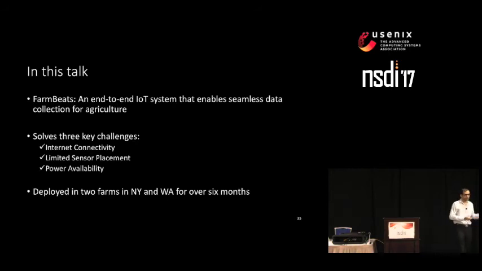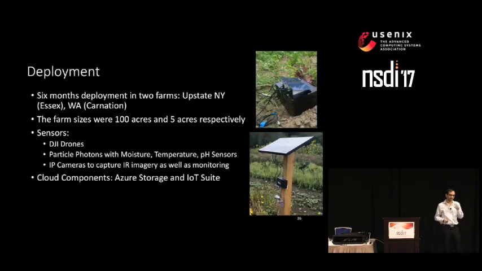I want to quickly talk about our deployment. We've deployed our system for 6 months in 2 different farms. One was in upstate New York, and the other one was in Carnation. The farm in New York was larger with 100 acres, and the farm in Washington State was smaller, like 5 acres. We deployed 3 kinds of sensor, pH, moisture, and temperature, and we used DJI drones. We also deployed a bunch of cameras for IR imagery on the farm, and also for monitoring storage areas. The cloud component was provided by Azure Storage and IoT Suite.